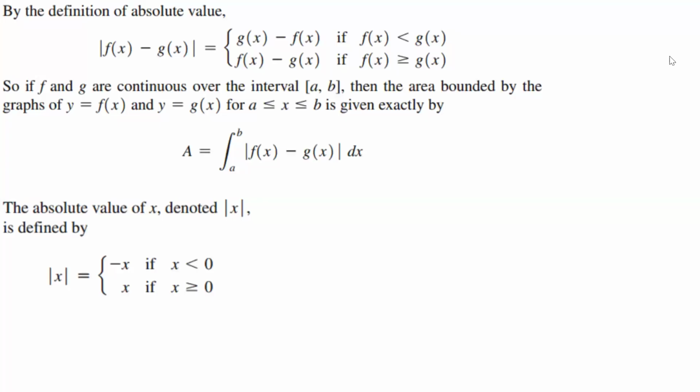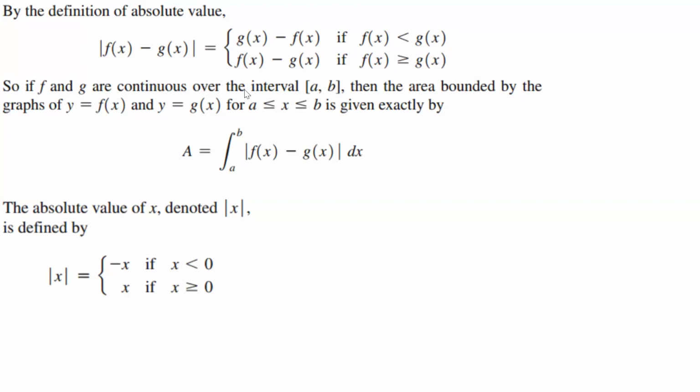All right, here we're moving into something called the absolute values. We're looking at how to do these on our calculator. By definition, if we have the absolute value of f of x minus g of x, we're going to have g of x minus f of x if f of x is less than g of x, and we're going to have f of x minus g of x if f of x is greater than or equal to g of x.